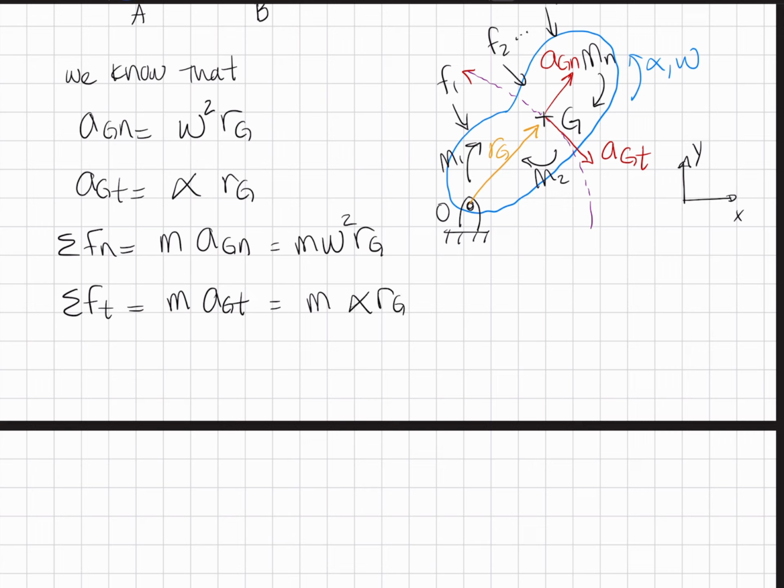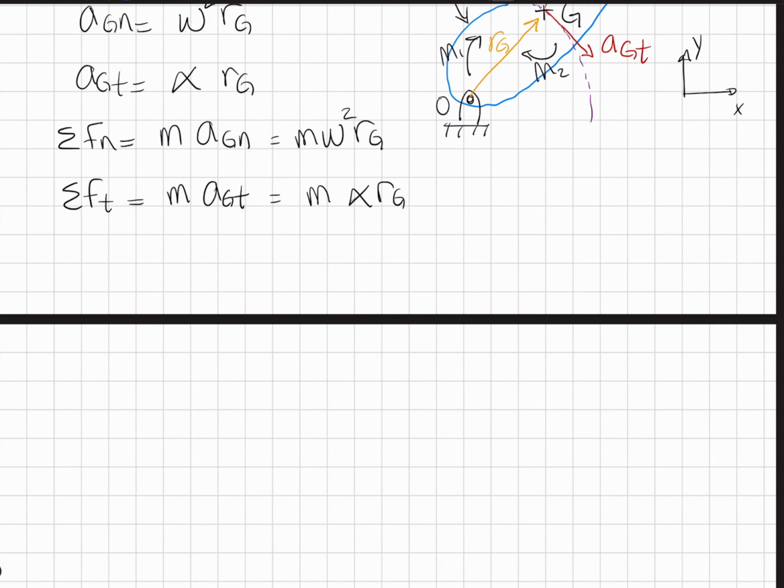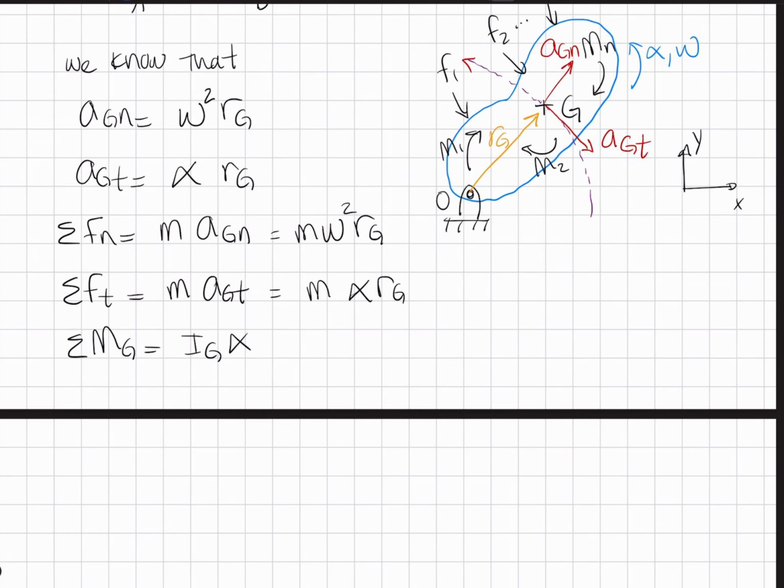So we've got this. And lastly, we could say, what are the sum of moments, right? So we've talked about translations about the two different axes that we have. We also want to look at rotation. So sum of moments about point G are equal to IG alpha, and that's it. So IG here is the mass moment of inertia about point G. So this is really where IG is relative to.